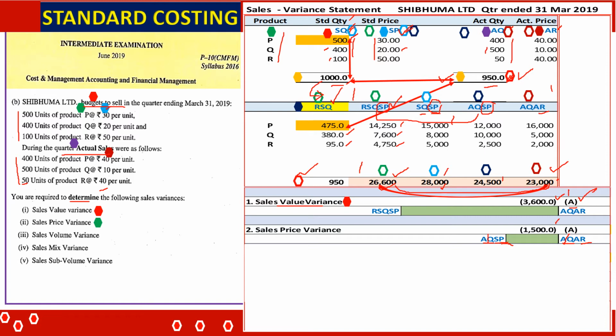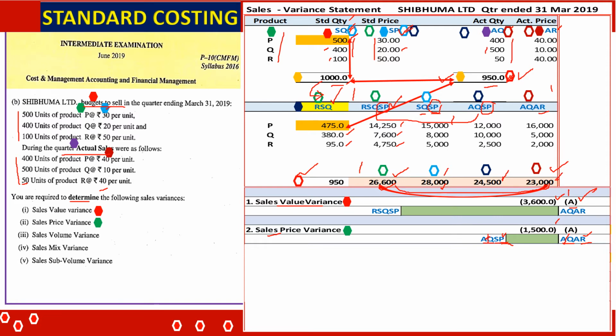Any variance in sales based on actual quantity derived from differing prices, SP and AP or AR, that is called sales price variance. Therefore, when we take these two, we take out the common parts and what remains is SP and AP, which are different. Difference in price causing values of sales to vary is called price variance, and it is from AQSP and AQAR.